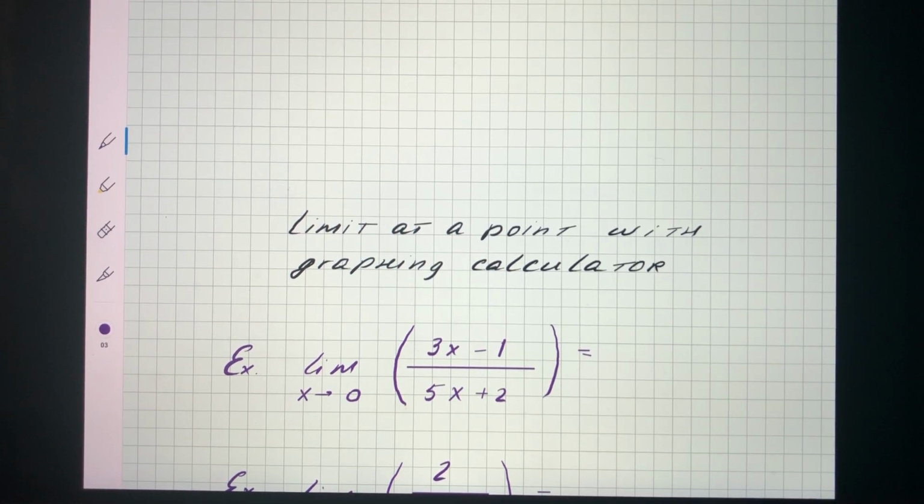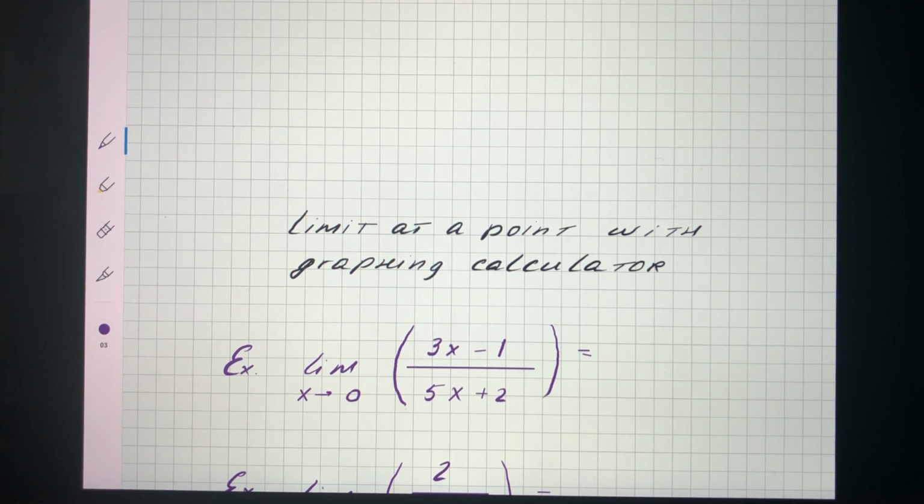Hello, in this video, let's look at a limit at a point. Only this time we will use the technology. So we will use the graphing calculator to approximate the answer to our question. We have three examples and let's look at each one.